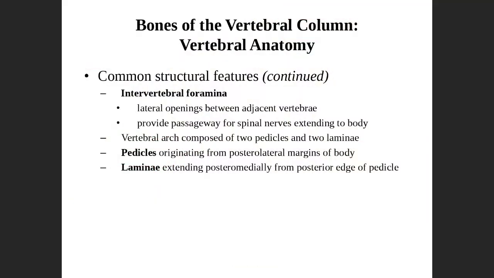So a couple other structural features that we are going to talk about. We've seen foramina, but now we're going to introduce what's called intervertebral foramina. This is when we take two vertebrae and connect them to one another, and from the lateral view, we see a hole form.